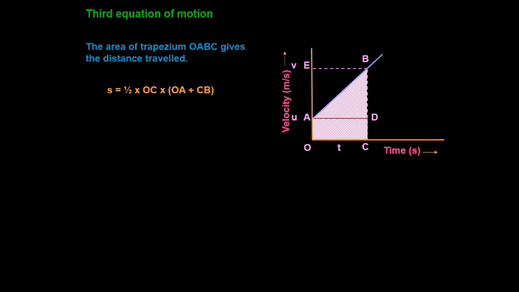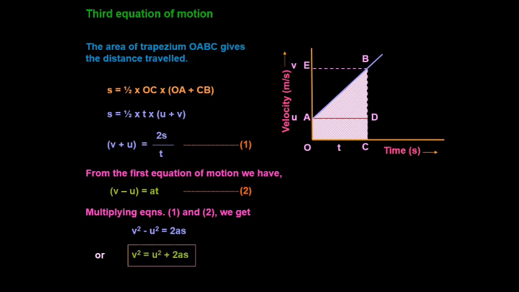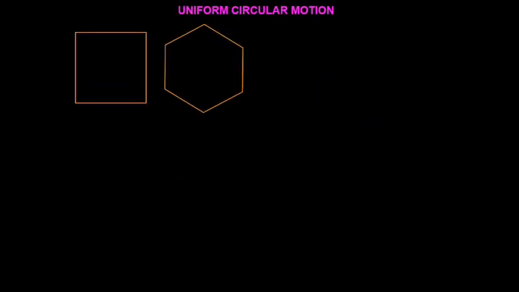The third equation of motion. s equal to half into OC into the sum of parallel sides, that is the area. v plus u is equal to twice s by t. Just a simple cross multiplication will give you, from the first equation of motion, we have v minus u by t. Multiplying the equations, we get v square minus u square is equal to twice as. So v square is equal to u square plus twice as.